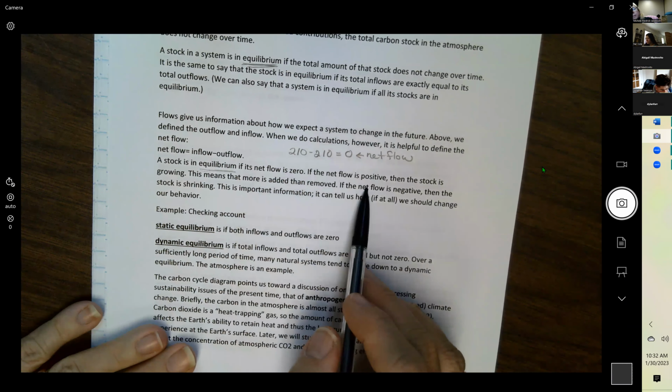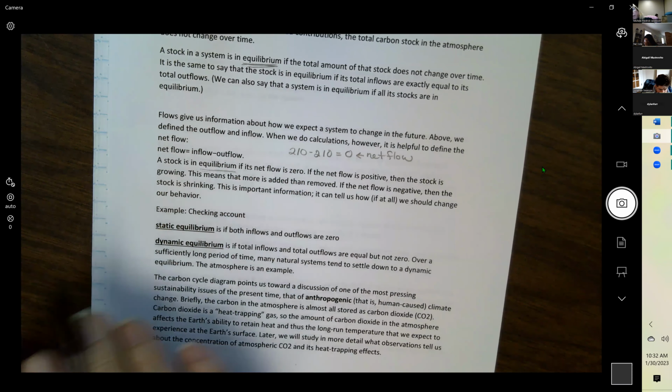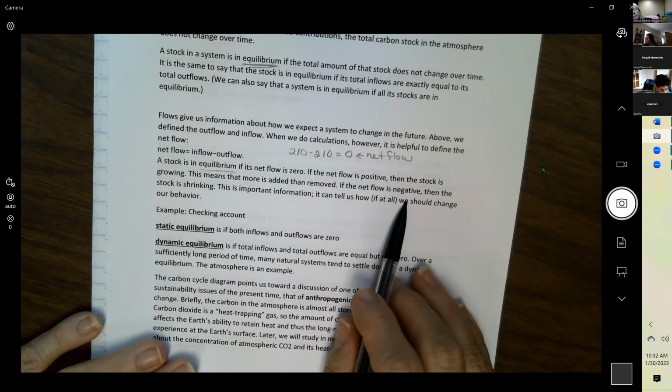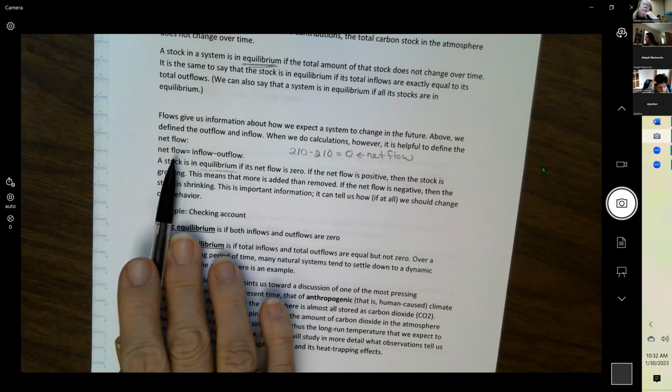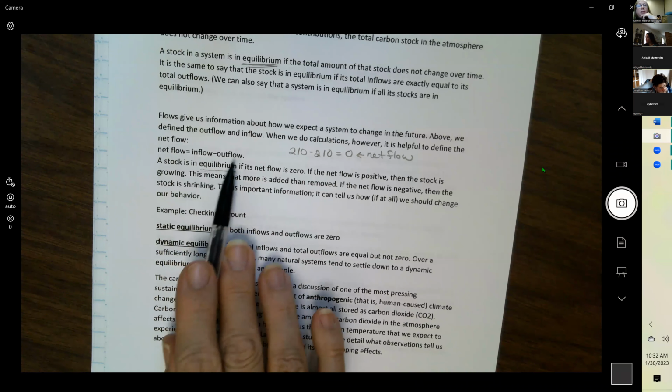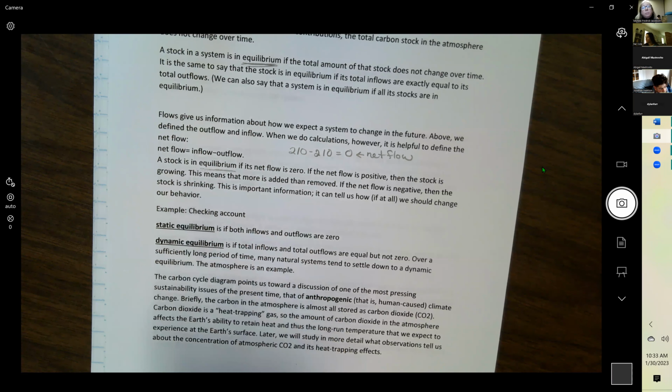Now, that means we add in and remove the same amount, so we kept it equal. If the net flow is negative, then the stock is shrinking. So if the amount in is less than the amount out, then the stock is shrinking. When we're talking about carbon dioxide or trash, that's a good thing because it's getting smaller. But if the net flow is a positive value, then it's getting bigger.